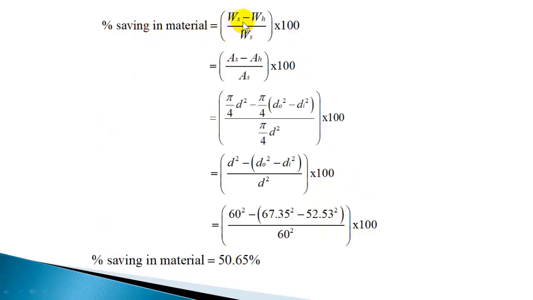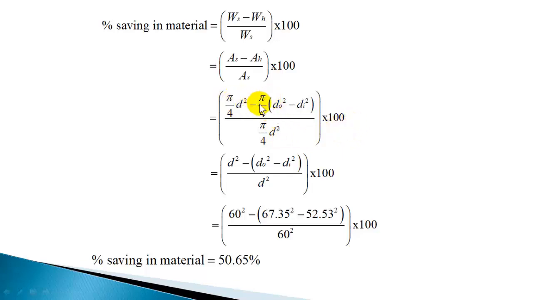Percentage saving in material is Ws minus Wh, that is saving in weight divided by weight of the solid shaft into 100. Since the materials are same and lengths are same, weight only depends on the area of cross section. So As minus Ah by As into 100. Now area of cross section of solid shaft is pi by 4 d square, and area of cross section of hollow shaft is pi by 4 into d naught square minus di square, divided by area of the solid shaft pi by 4 d square, the whole multiplied by 100.